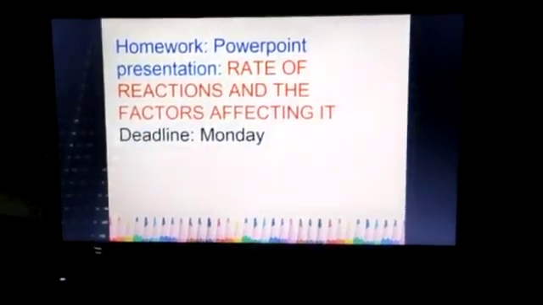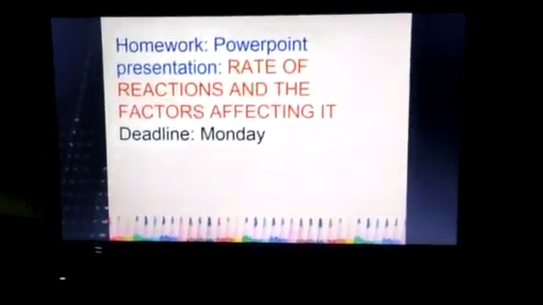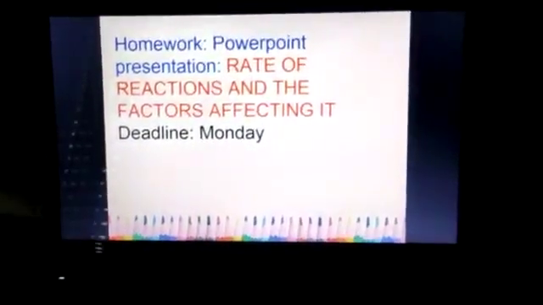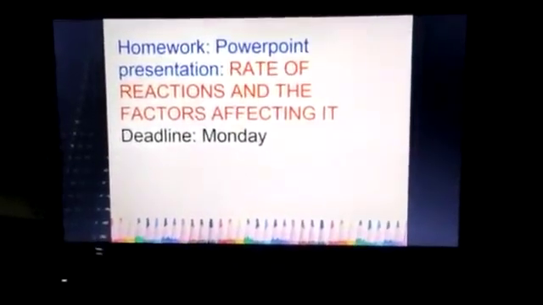For homework, make a PowerPoint presentation. The title is Rate of the Reactions and the Factors that Affect It. The deadline is Monday.